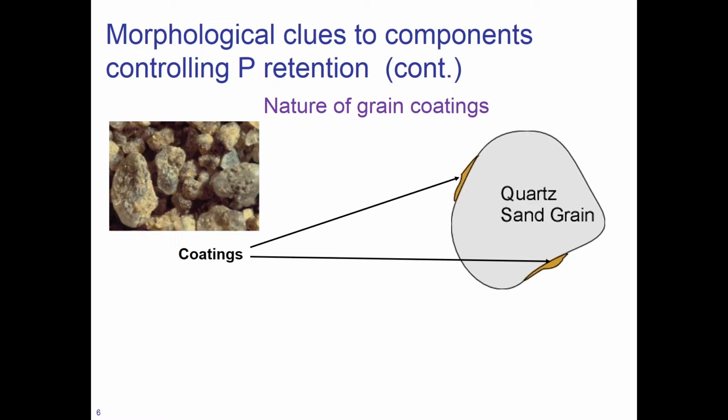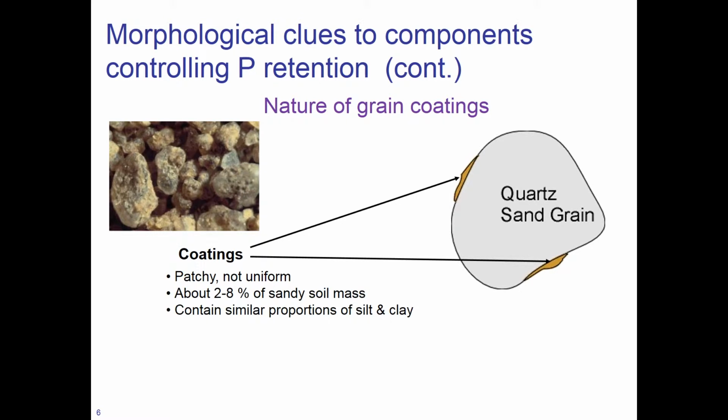This is my take on the nature of sand grain coatings for sandy coastal plain soils of the southeastern United States. They're patchy. They comprise about 2 to 8% of the sandy soil mass. They contain similar proportions generally of silt and clay. The silt is mostly quartz, and the clay consists of quartz, phyllosilicates like hydroxy-interlayered vermiculite and kaolinite, and oxides of aluminum and iron.